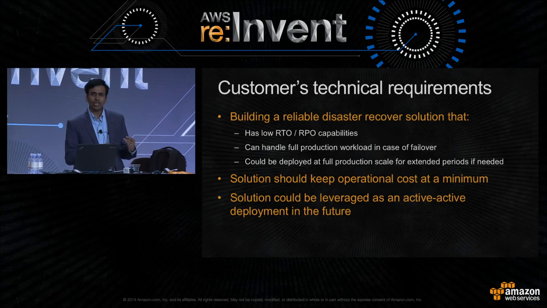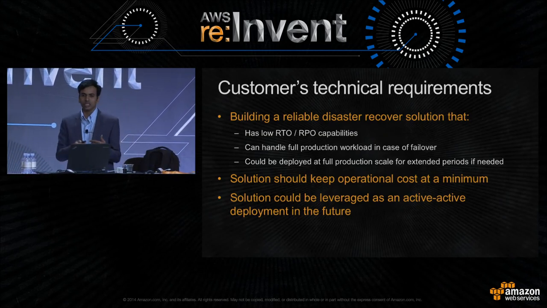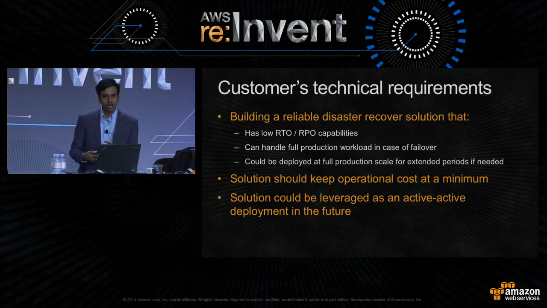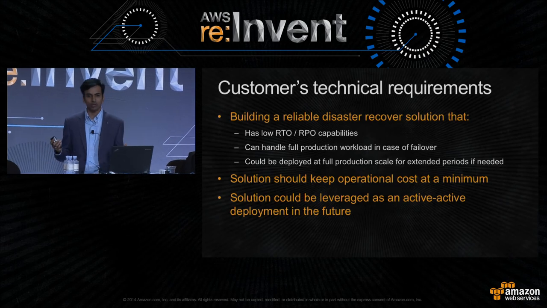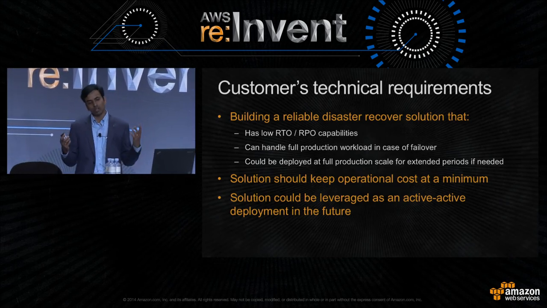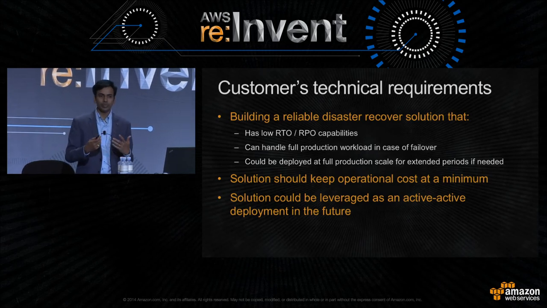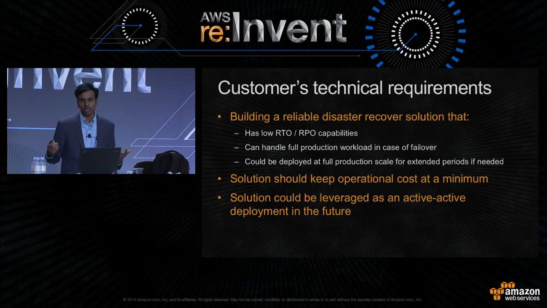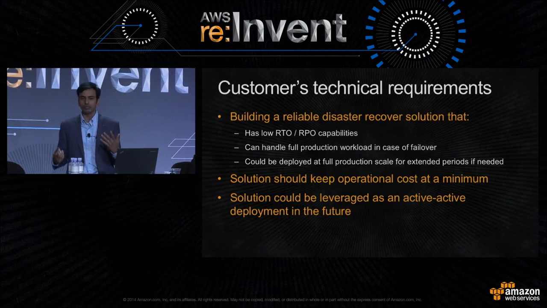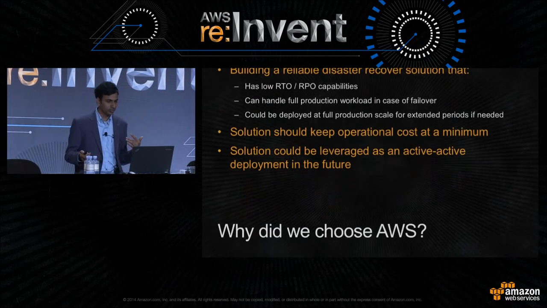And more like a future roadmap: at some point in the future, as the company grows with its user base, this solution has to be convertible into an active-active deployment where users can hit both on-prem as well as AWS if the situation arises. When there's a huge load, rather than directing them only to the on-prem environment, they should also be able to hit the AWS-based infrastructure in an active-active deployment. These were the key requirements.